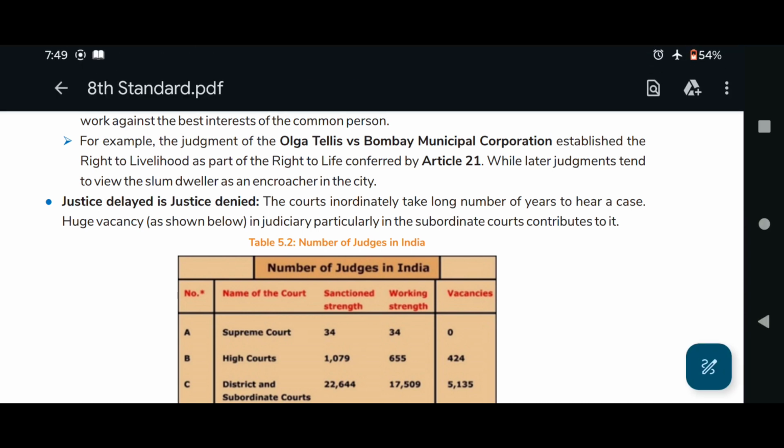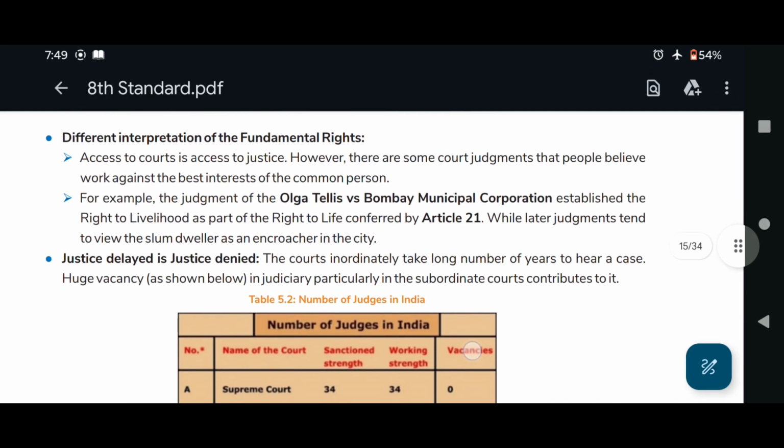However, there are some court judgments that people believe work against the best interest of the common person. For example, the judgment of Olga Tellis versus Bombay Municipal Corporation, that is BMC, established the right to livelihood as a part of the right to life conferred by Article 21, while a later judgment tends to view the slum dweller as an encroacher in the city. Justice delayed is justice denied.